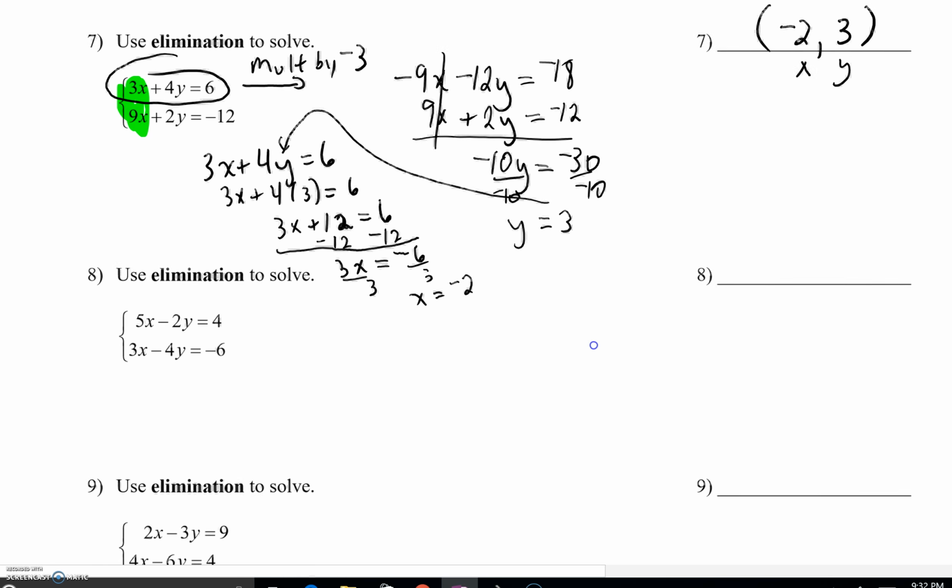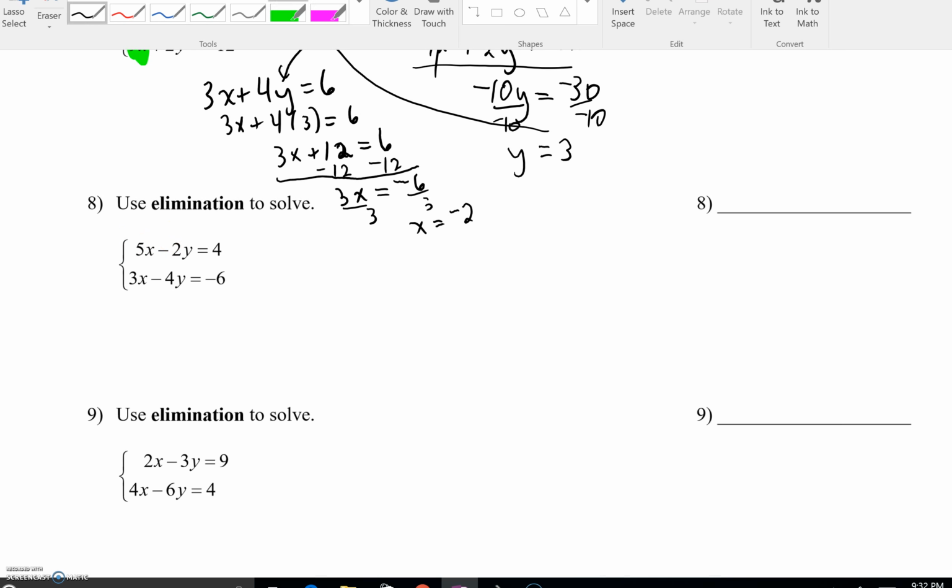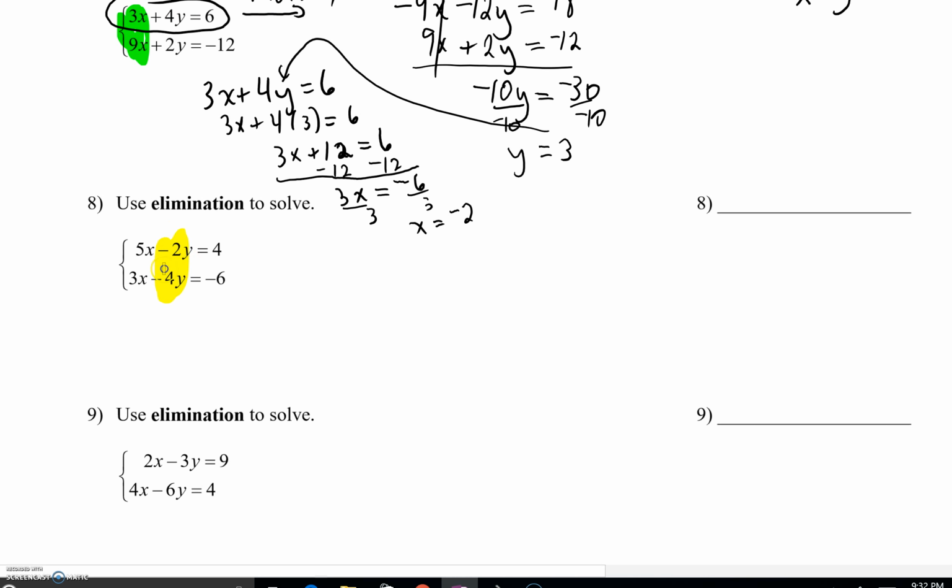As we move on to number 8, I do want to point out the fact that you could cancel out your x's. You'd have to find a common multiple between 5 and 3, which would be 15. However, if you pay attention to your y's, they're actually very close to canceling out as is. A common multiple between 2 and 4 would be 4 itself. So you need a positive 4 and a negative 4. So I'm going to take this top equation. I'm going to multiply by negative 2.